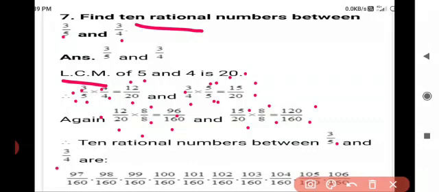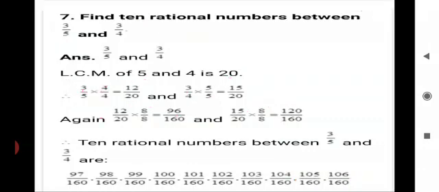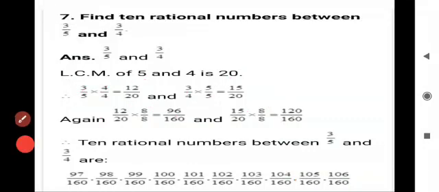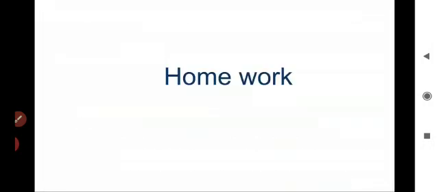So 10 rational numbers between 3 by 5 and 3 by 4 are 97 by 160, 98 by 160, 99 by 160, 100 by 160, 101 by 160, 102 by 160, 103 by 160, 104 by 160, 105 by 160, 106 by 160.